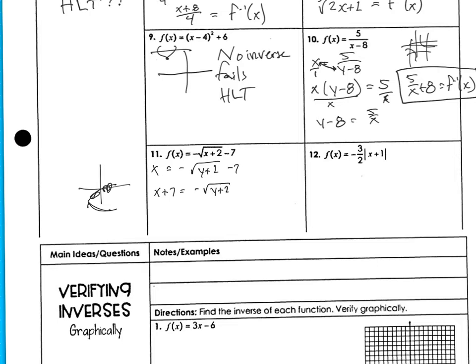Now don't just square both sides. We have to take the opposite of both sides first. We've got to get rid of this negative 1, so we're going to multiply both sides by negative 1. And again, parentheses will be super helpful. So we have negative x minus 7 equals the square root of y plus 2.